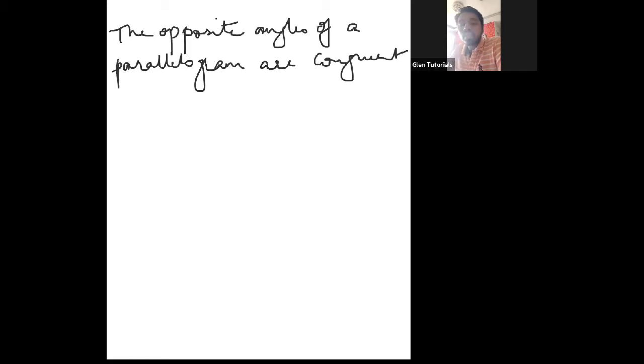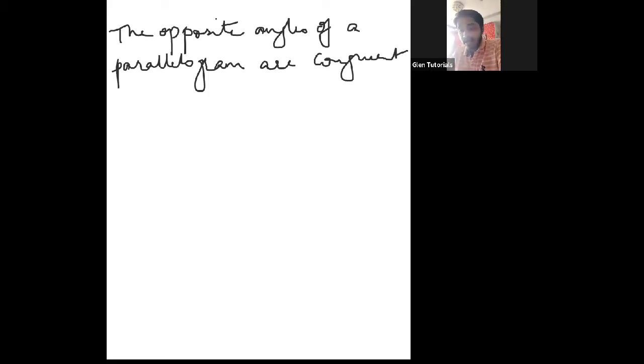Now what is a parallelogram? A parallelogram is nothing but a quadrilateral. Parallelogram, rhombus, trapezium, rectangle, square, all these are nothing but quadrilaterals. What is a quadrilateral? Any four-sided geometrical figure is called a quadrilateral. Is there an if in this statement? No. Is there a then in this statement? No. So we have to convert this into an if-then form of a statement.